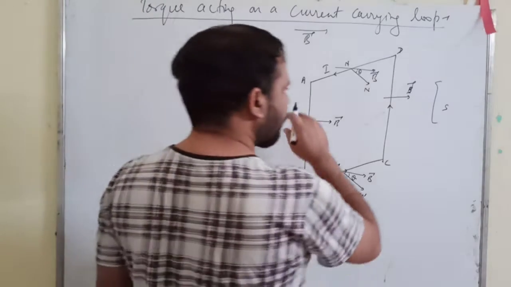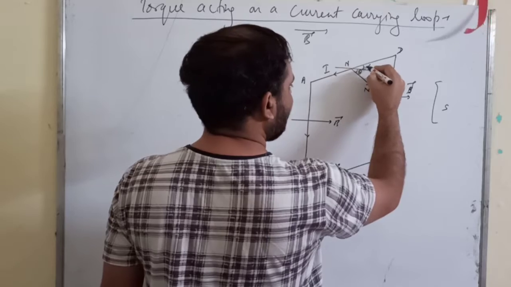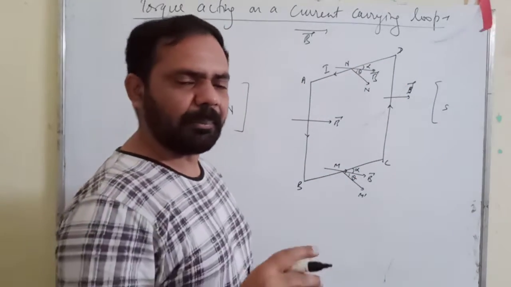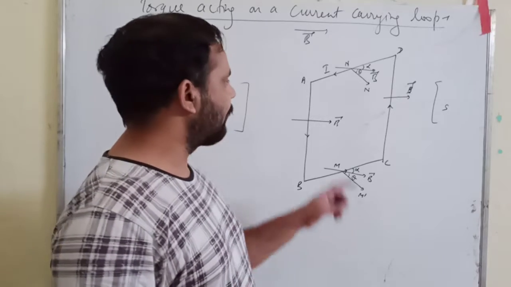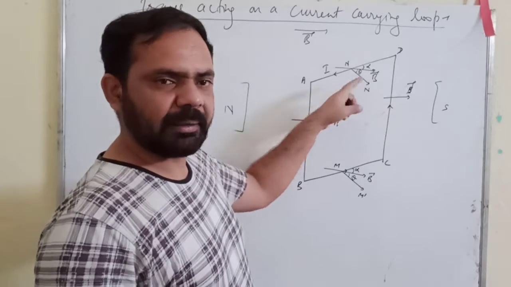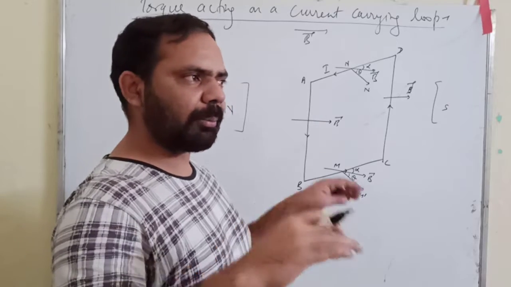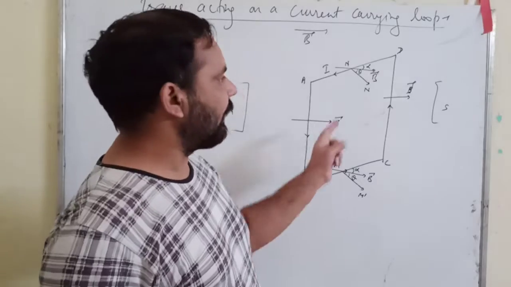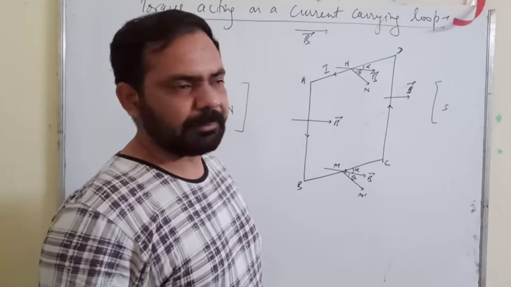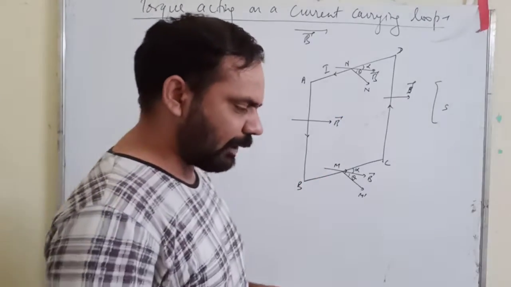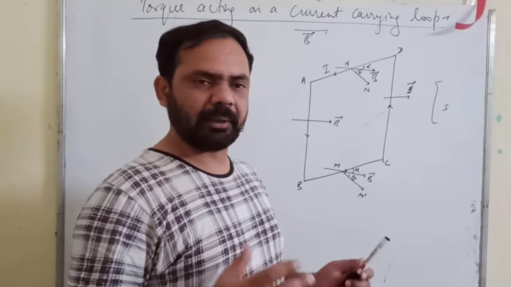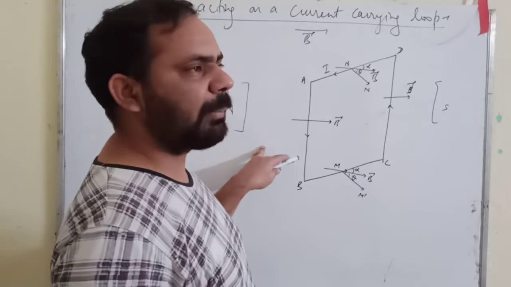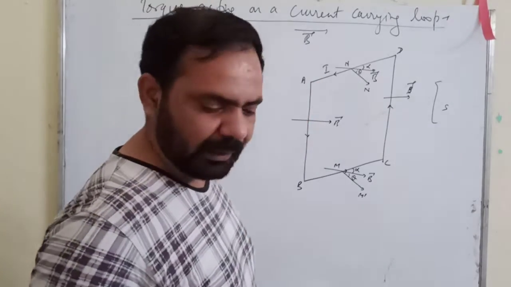And let us suppose that the coil itself makes an angle alpha with the magnetic field. Alpha is the angle made by the plane of the coil with the direction of magnetic field. Theta is the angle made by the normal to the plane of the coil, this is perpendicular to the plane of the coil, with the direction of magnetic field. Okay. Now we will find out the various forces acting on the coil due to the current flowing through it and when the coil is placed inside the magnetic field.